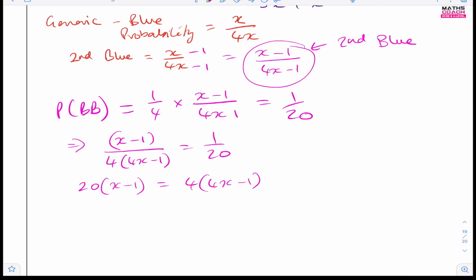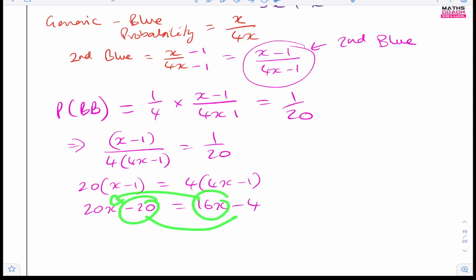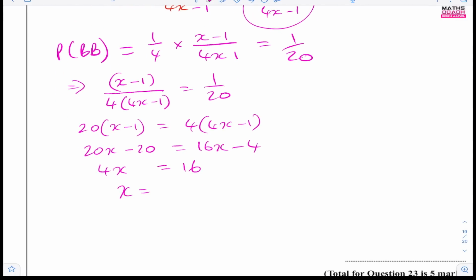Now we can just expand the bracket, so 20x minus 20 is equal to 16x minus 4. Take the x's onto one side, so the 16x can go over there, and the minus 20 can go over there. So 20x minus 16x is 4x, and minus 4 plus 20 is equal to 16. So now we have 4x is equal to 16, and therefore x would be equal to 16 divided by 4, and that gives us 4. So that's the value of our x.